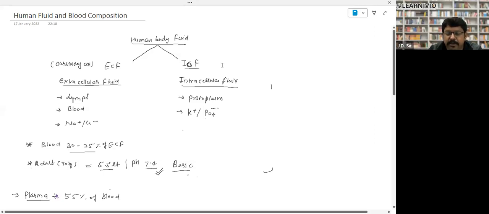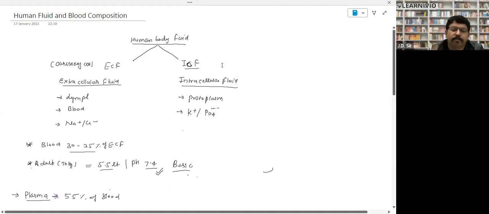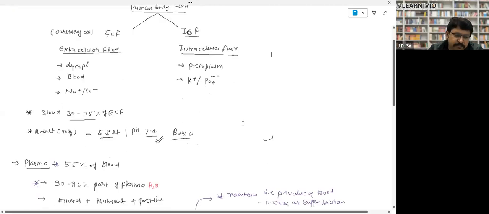The second part is ICF, that is intracellular fluid. So from the name itself, we can say this is the fluid which is present inside our cell, right? Intracellular fluid. So basically, inside our cell, we know the thing which is in liquid form and gel form, that is protoplasm. So protoplasm is a part of ICF, and it is rich with potassium and phosphate, right?